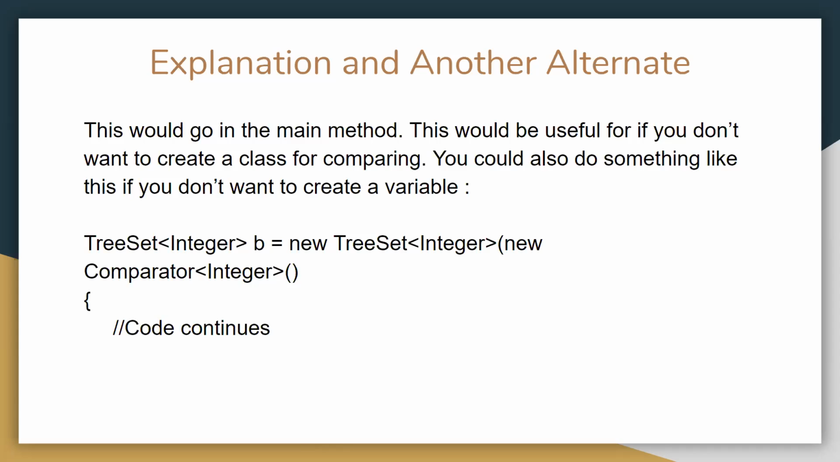You could also do something like this if you didn't want to create a variable. So you can see that we have the regular tree set, but then instead of putting a variable name or an object name here, we're doing a new comparator integer, and then notice that you saw the parentheses here, and then curly brackets. Could continue on the next page, so I'm going to go to the next page.